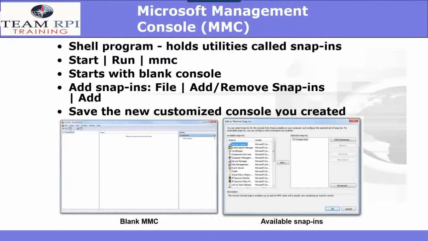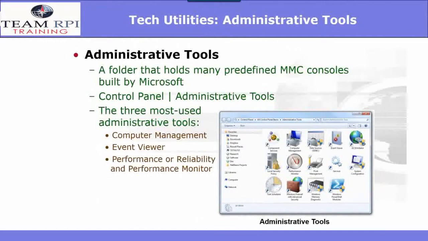Here's a list of some of the available pre-configured snap-ins that you can select depending on what your needs are, whether it be to navigate to Computer Management, looking up the certificates on the computer, or maybe reconfiguring the group policies. Within the Administrative Tools folder, you can find many of the predefined MMC consoles. Simply go to Control Panel and click on Administrative Tools. The three most used administrative tools are Computer Management, Event Viewer, and Performance or Reliability and Performance Monitor.